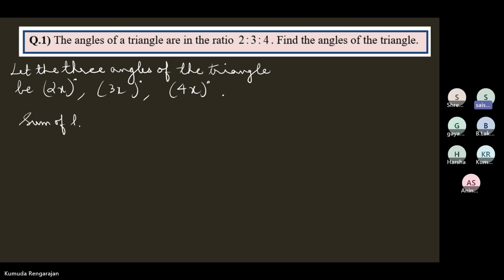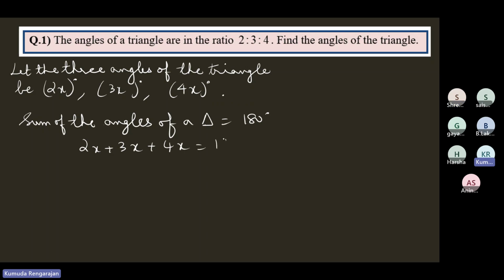Ma'am, I got 20, ma'am. Very good. So I suppose x is 20, is it? Let's check. Yes, ma'am. Even I got the same. I also got 20 degrees. Very nice. Done, ma'am. I finished the question, ma'am. Just a second. So x is equal to 20 degrees.